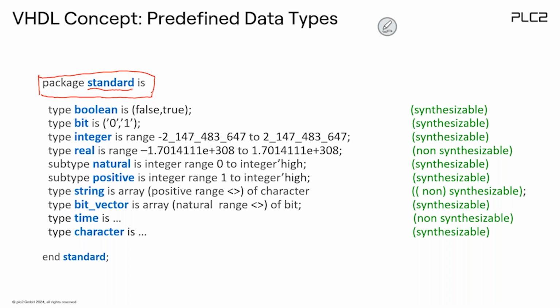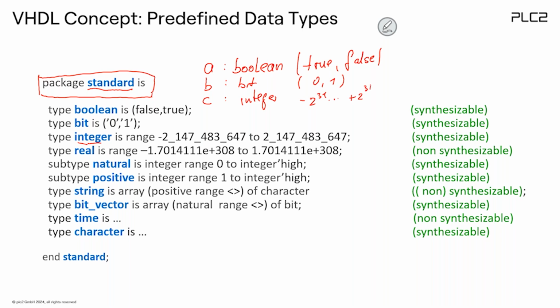For example, we can say we have an object signal A, which is of type Boolean. The type Boolean means the value the signal A may have is true or false. If you define signal B of type bit, then the value is 0 or 1. If you define a signal C of type integer, then the range is minus 2 to the power 31 to plus 2 to the power 31, minus 1. So there's a number.